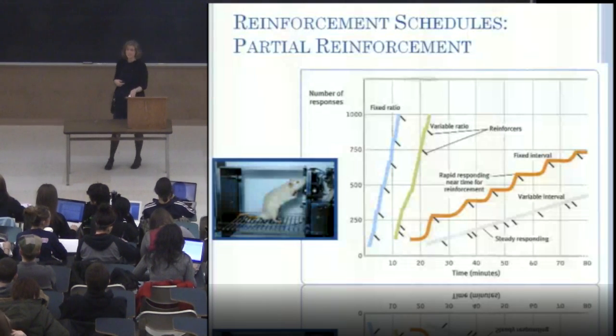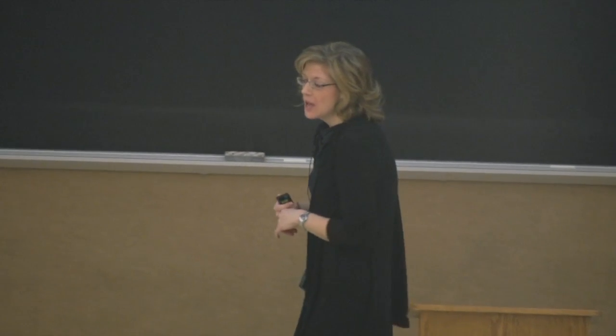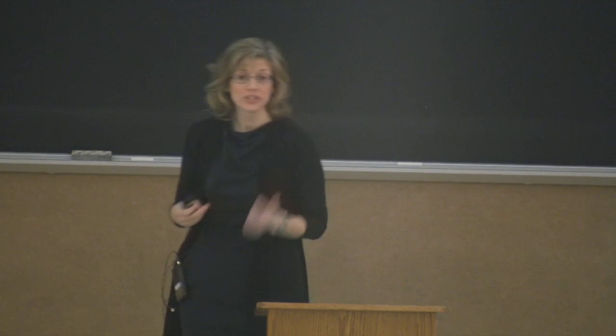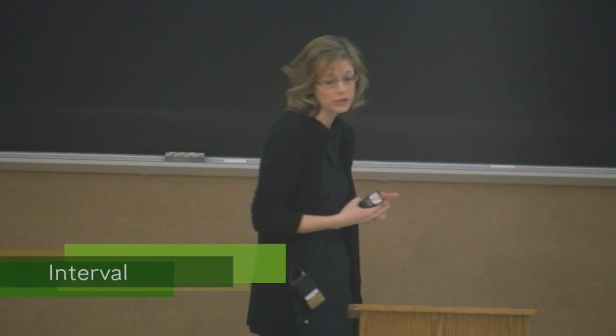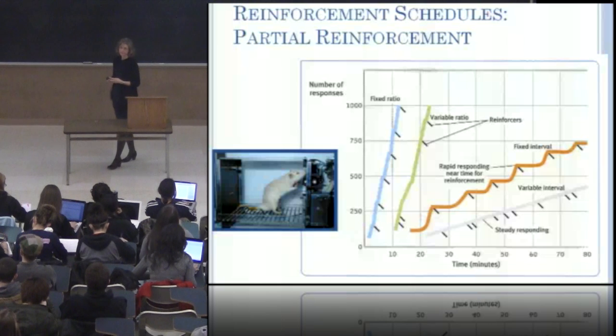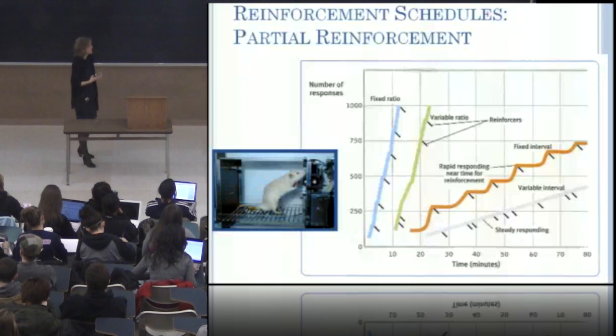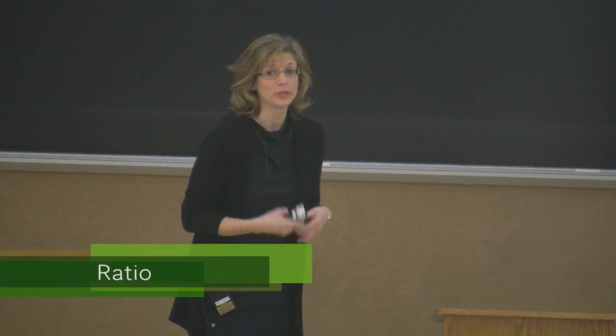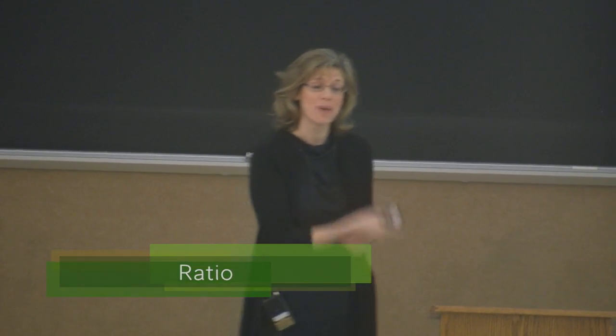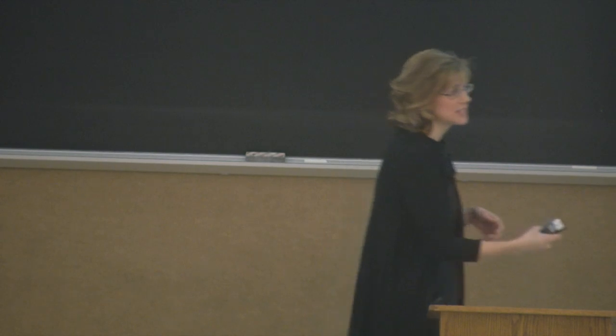Okay, so there are 4 schedules of partial reinforcement we're going to talk about, along 2 general dimensions. The combination of these 2 dimensions gets you 4 schedules of partial reinforcement. So first you have interval versus ratio. With interval reinforcement, you're reinforced based on a certain amount of time passing. With ratio, you're reinforced based on a certain number of responses. A certain number of responses have to be performed before you are reinforced for that behavior.